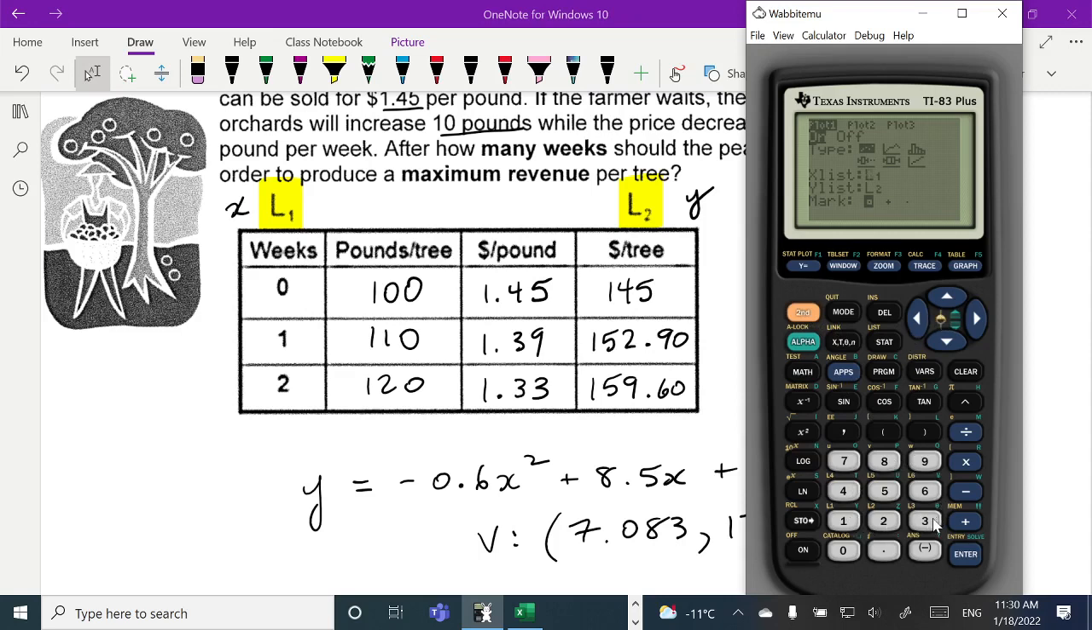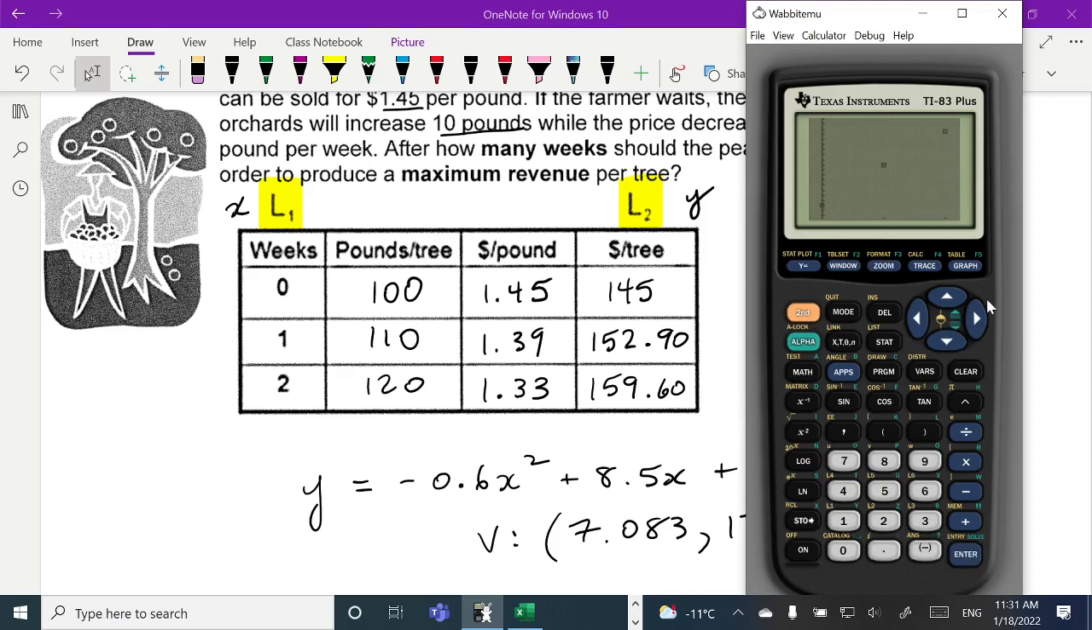So L3 and L4, and then before you hit graph, go to zoom, stat, and this does the same thing that that little magnifying glass does in Desmos. It should find the data for you. And, oh, that didn't work. It should have. Maybe I didn't hit it right. Zoom, stat. Enter. There we go.